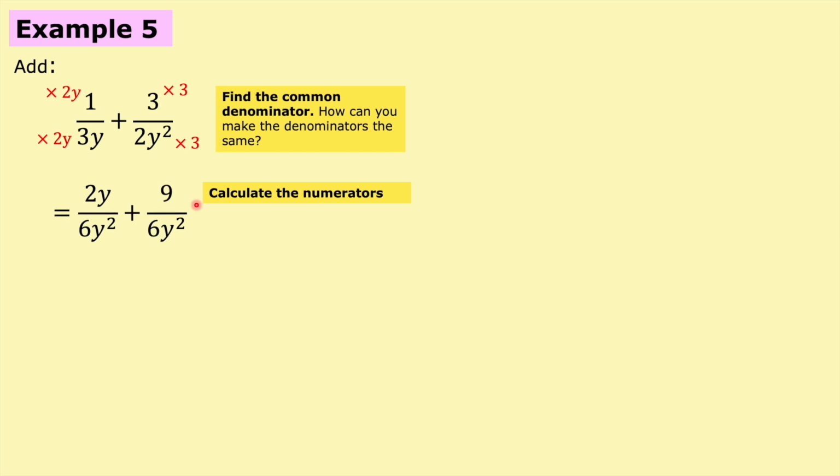And because our denominators are the same, we can just go ahead and add to get 2y plus 9 all over 6y squared. And that's that fully simplified, and that's our final answer.